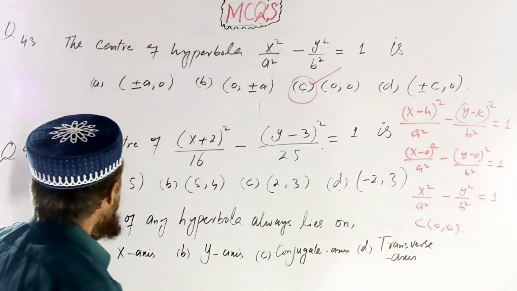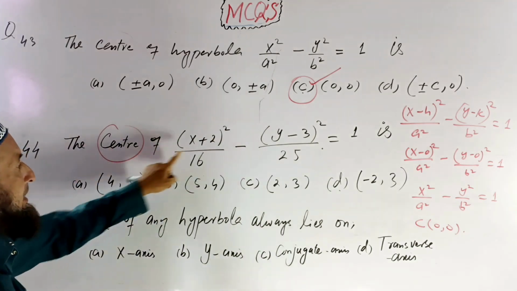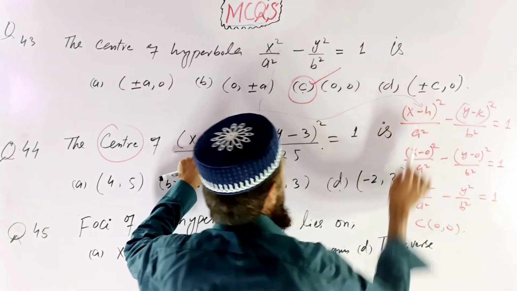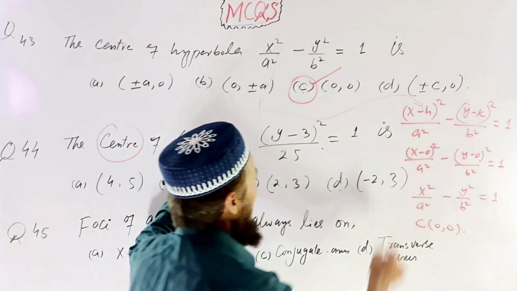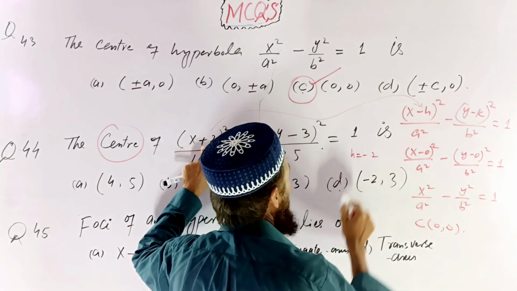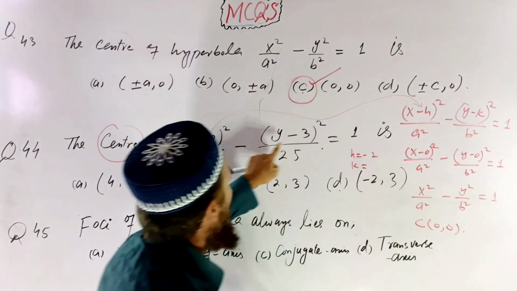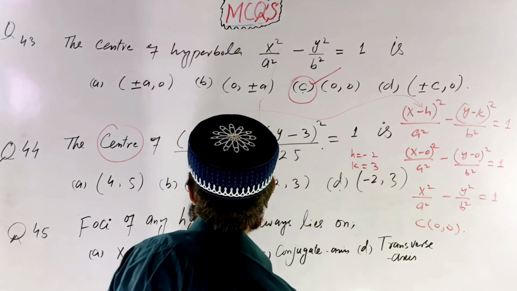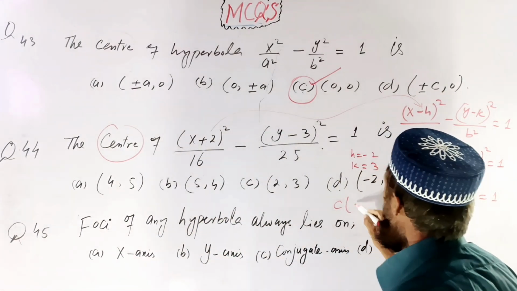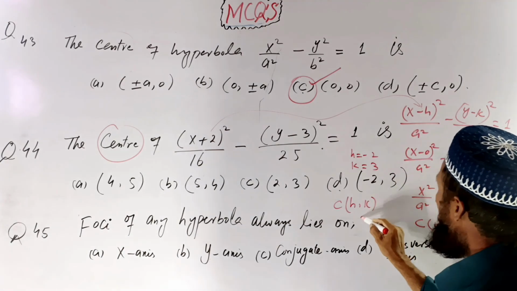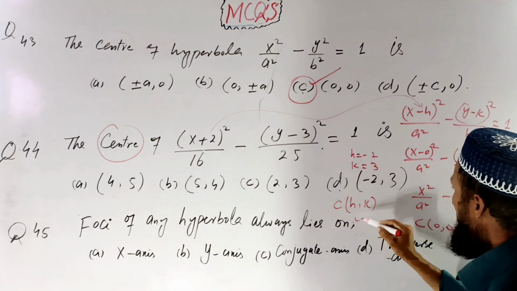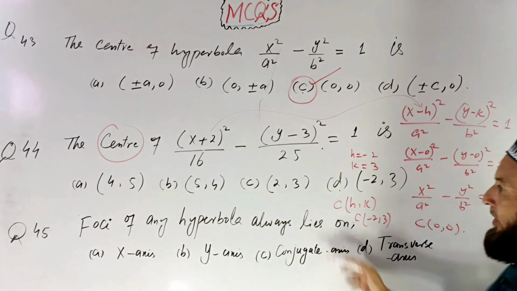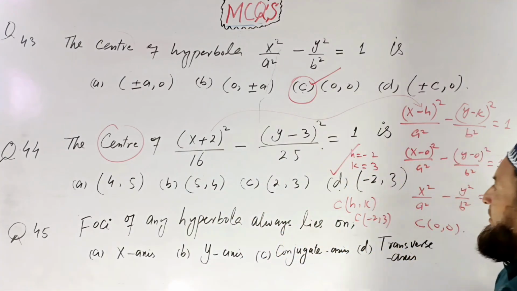Now question number 44, the center is also required, x plus 2. It means that if we compare with this equation, h is equal to minus 2, and k is equal to 3. Here we need the center, which is h and k. So we put h is equal to minus 2 and k is equal to 3. So look here, option D is the correct option.